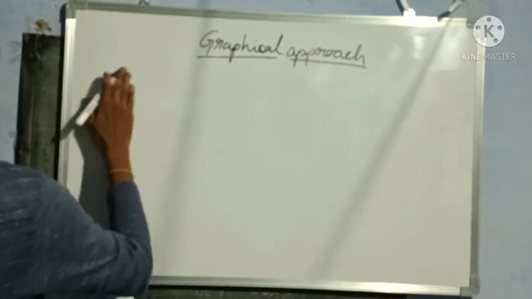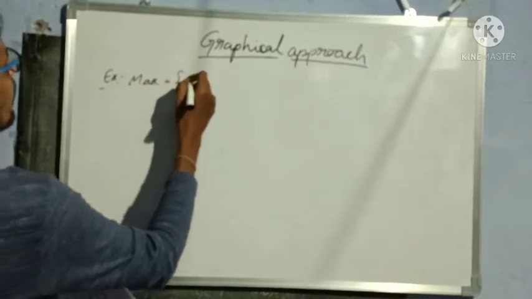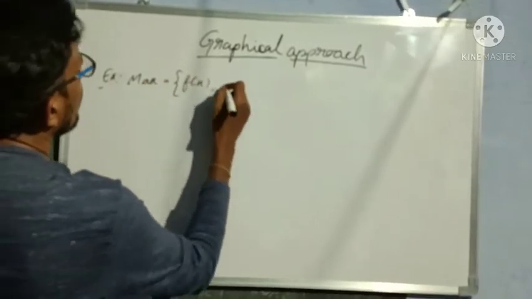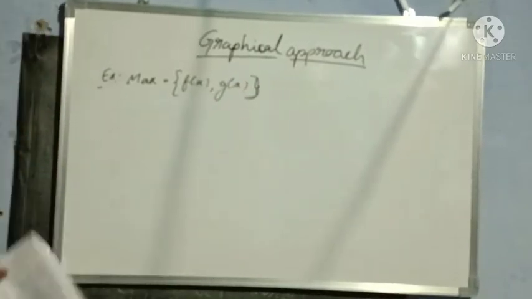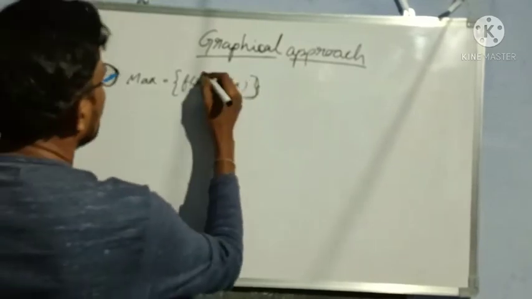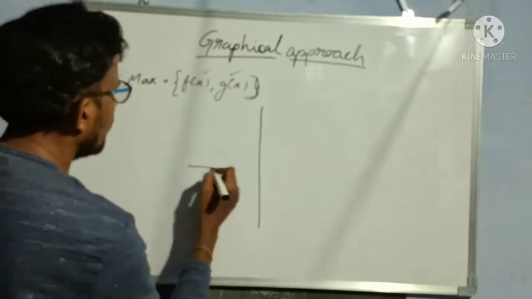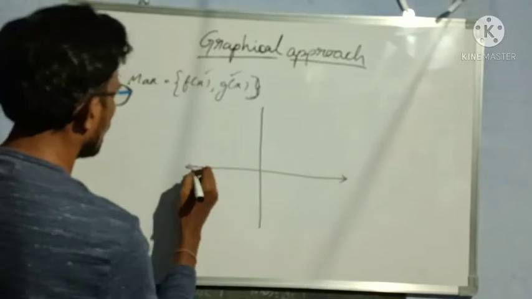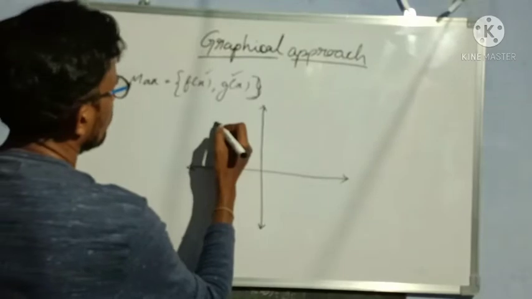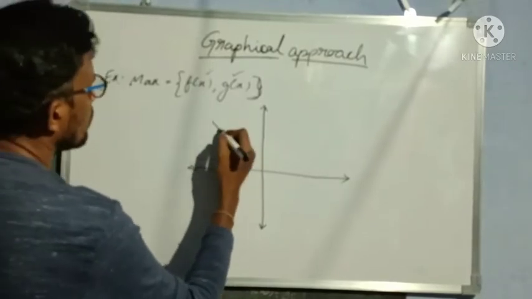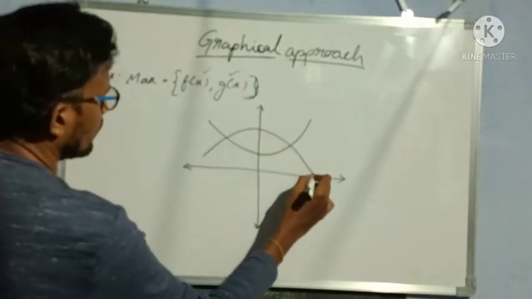So first, for finding the maximum of f of x comma g of x, how do we find the maximum of f of x and g of x? Suppose f of x is a function and g of x is a function. How will the graphs of f of x and g of x look? Suppose f of x is a graph like this and g of x is another graph like this.